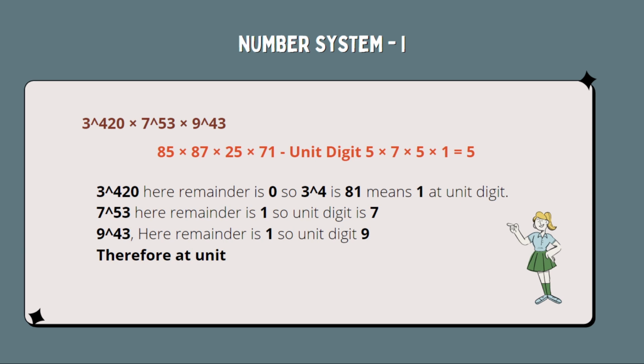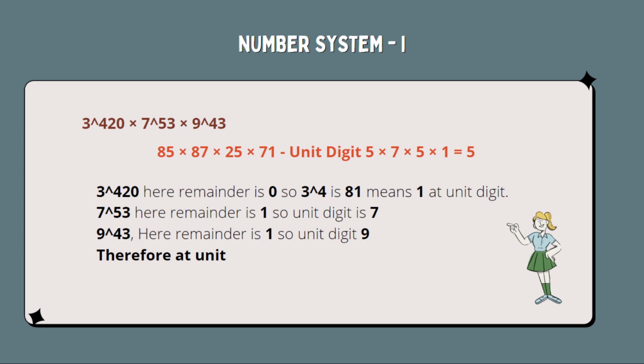If 3 to the power 420, what is the power? 420. So we divide 420 by the cyclicity of 3. The cyclicity of 3 is 4. 420 by 4 will give you the remainder as 0. In that case, when the remainder is 0, you take the power of the cyclicity. What is the cyclicity of 3? It's 4. So 3 to the power 4 is 81. What will be the unit digit? 1.